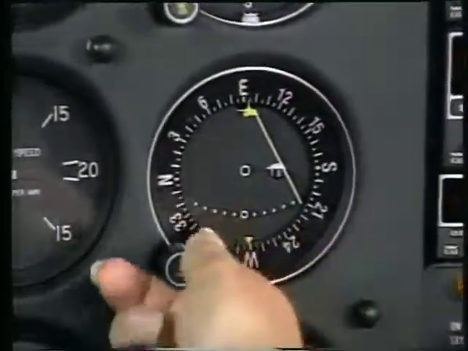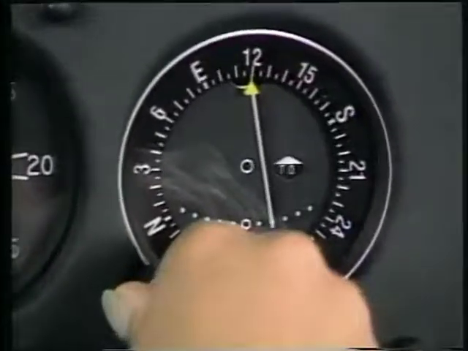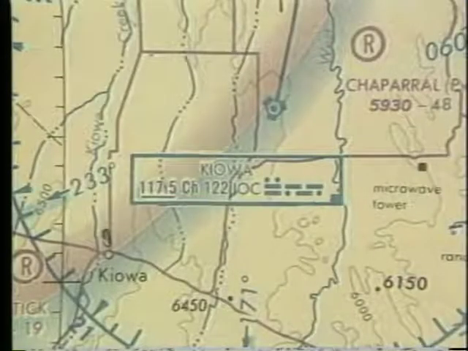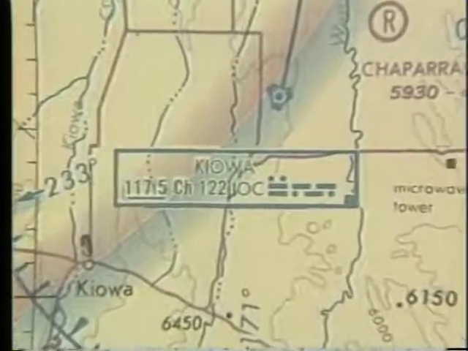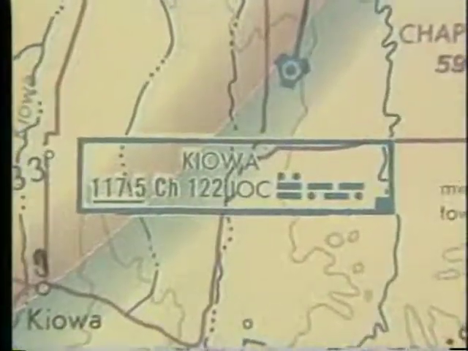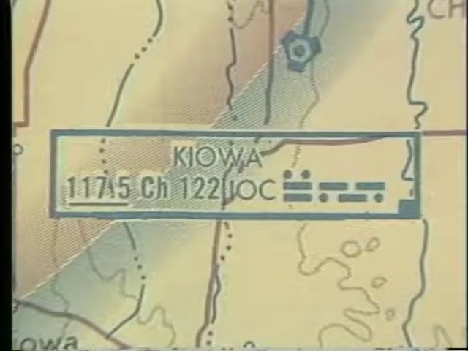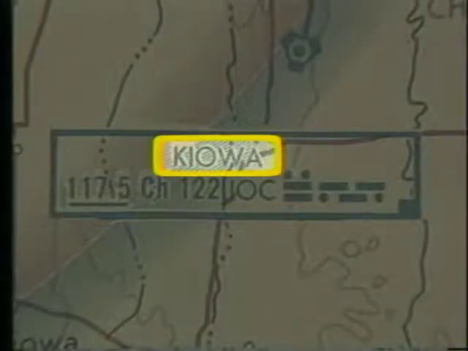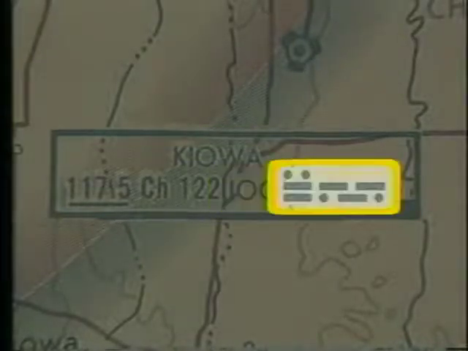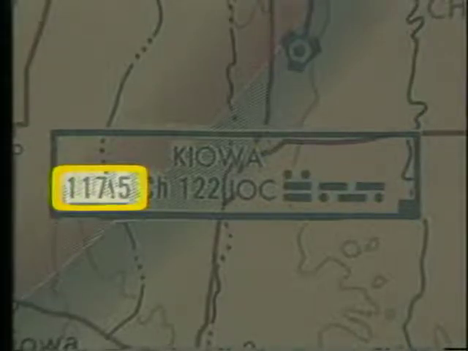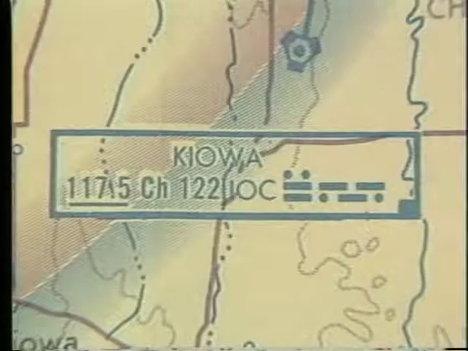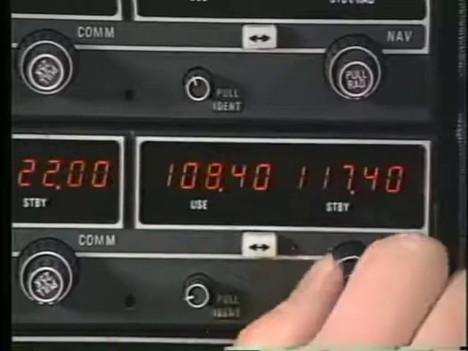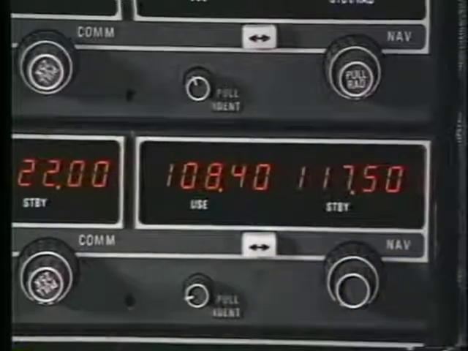Now that you have a basic understanding of the VOR components, let's look at how to put them to practical use. The first step is to select and tune in an appropriate facility. Station information is represented on an aeronautical chart by a box located near the compass rose. This box includes the name of the VOR, the three-letter identifier, the Morse code identification, and the station frequency.